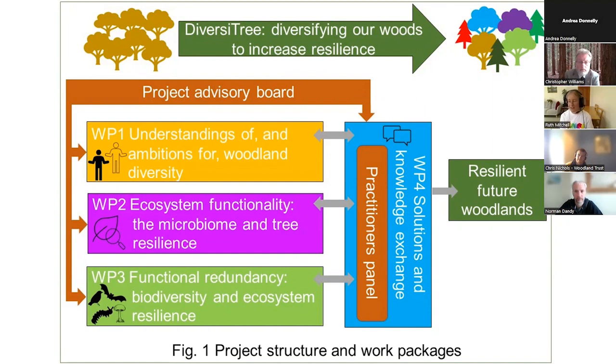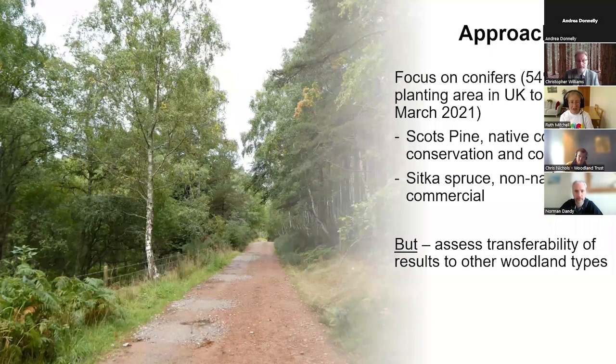So we're specifically focusing on conifers in this project. We can't cover everything, it's only a 2-year project. And we focus on conifers because most of the new planting that's going on is still conifers. And we're specifically focusing on Sitka, because as Chris said, that's the non-native species that's commercially planted in the majority. And then Scots pine as our native conifer, at least up in Scotland. But we're very much wanting to look at the transferability of the results to other woodland types. And certainly in some of the social areas of our research, we're very much broadening out into other woodland types as well.